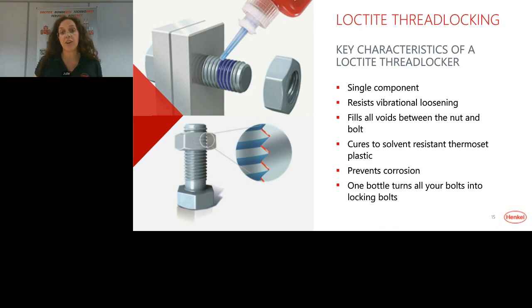The way that Loctite thread locker works is you apply the thread locker, it then cures to a solid plastic, and it backfills all those spaces in the threads that we talked about. So that 85% air or gaps is now full of Loctite. So you've now got 100% contact between the nut and the bolt. That means you've got a much more rigid assembly that'll be able to resist vibrational loosening. It also means that you've sealed the nut and the bolt, so you've no longer got the possibility of corrosion. What Loctite Threadlocker can do is you take one bottle and it turns all your fasteners into locking fasteners.